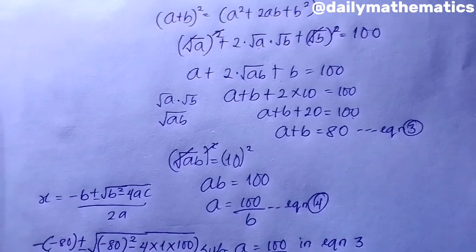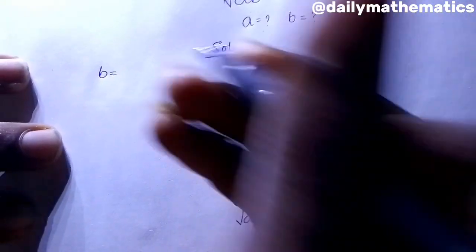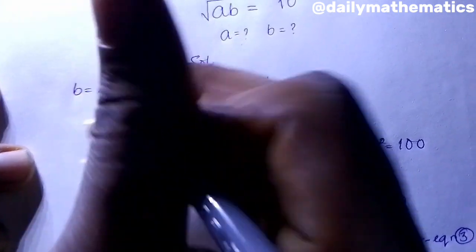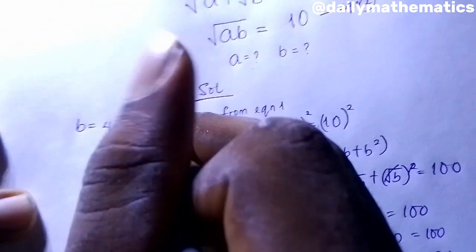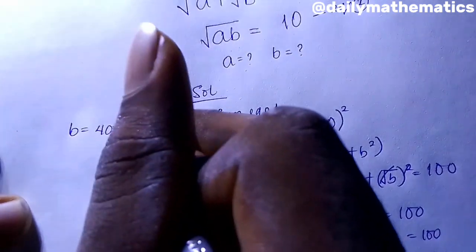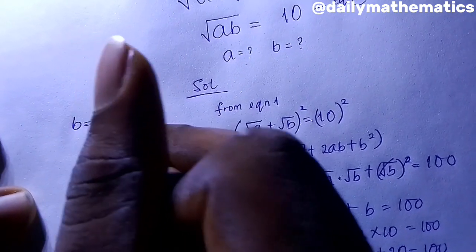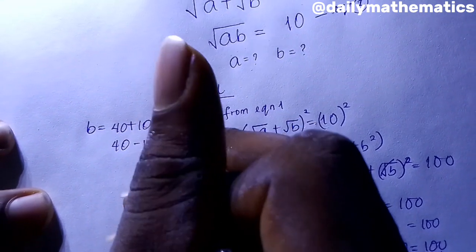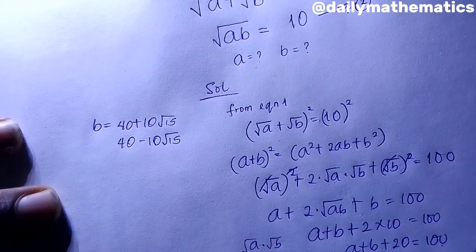So b equals 40 plus 10 root 15, or 40 minus 10 root 15. That is the value for b.